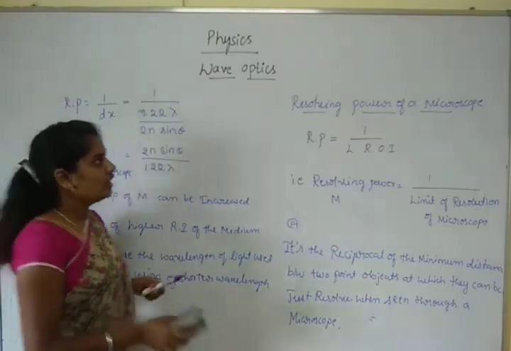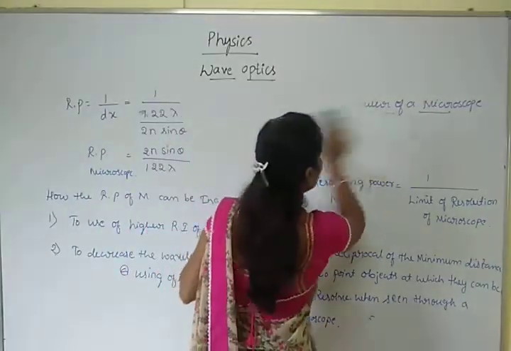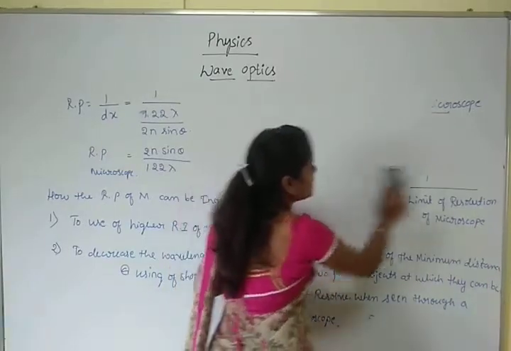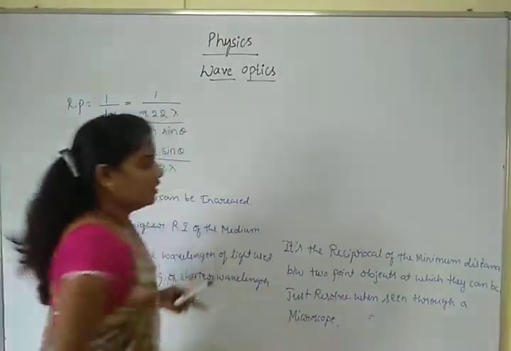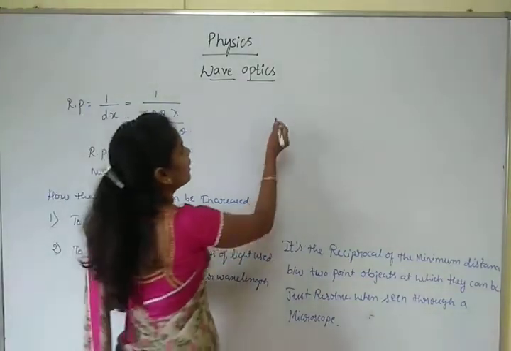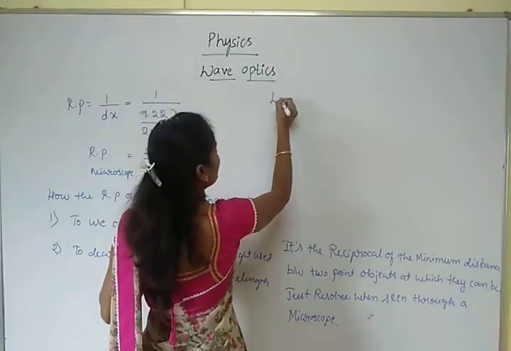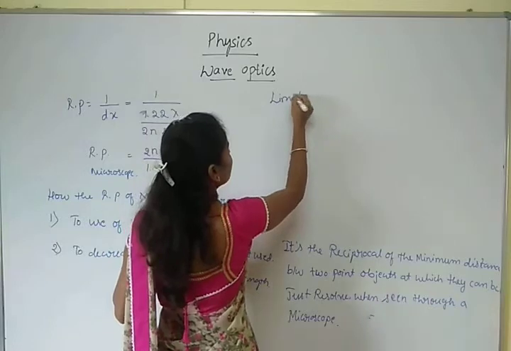So let's start with another one. The optical instrument called the telescope. Limit of resolution of a telescope.